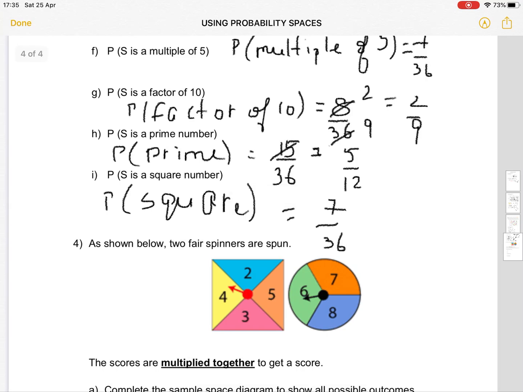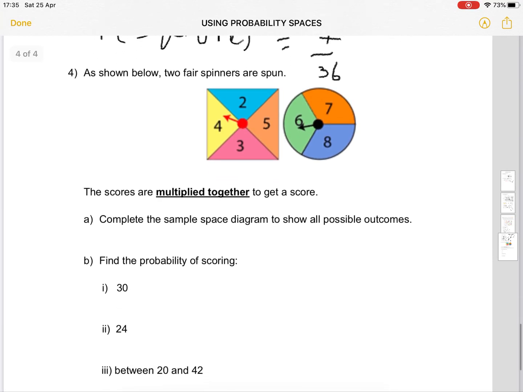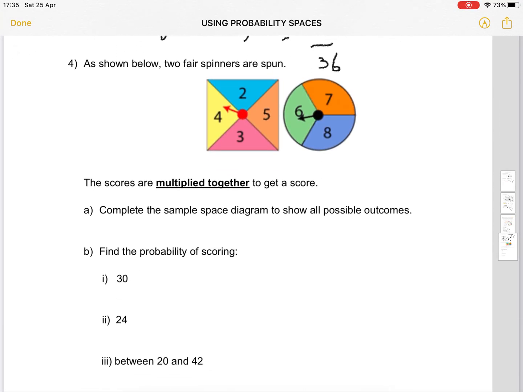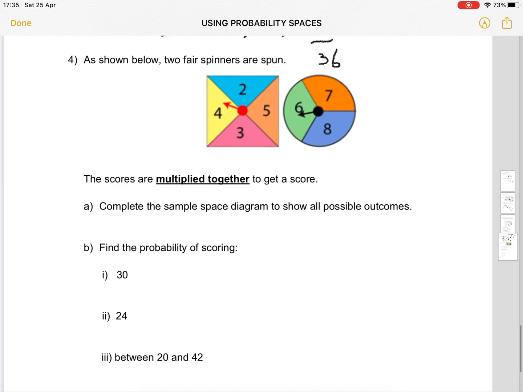Now boys, the next question, question 4, is for you to do on a separate piece of paper and upload it on Qlix. I'm going to point out one thing: in number 4, it is written in bold and underlined that the scores are multiplied together. In number 4, we're not writing down the total of the two scores, but the product, the answer of the multiplication. Remember that, because that is very important, okay?